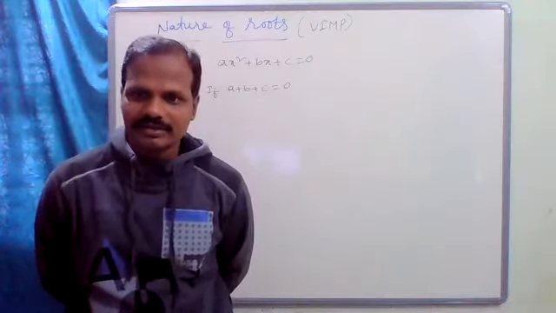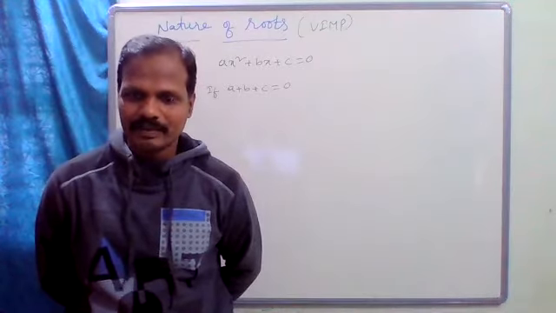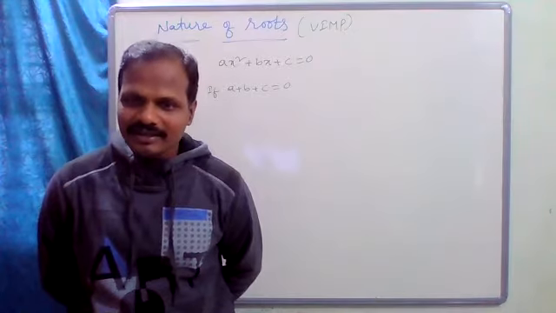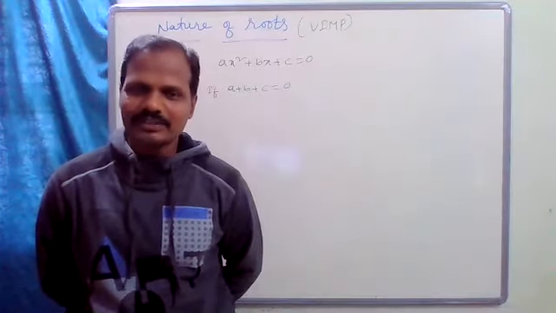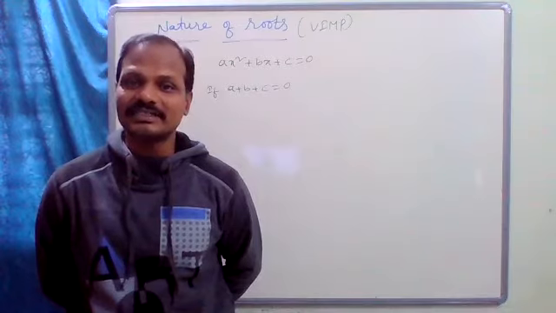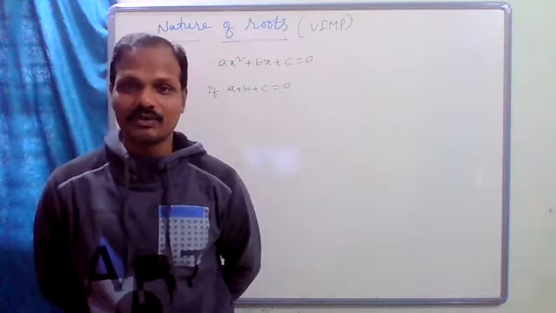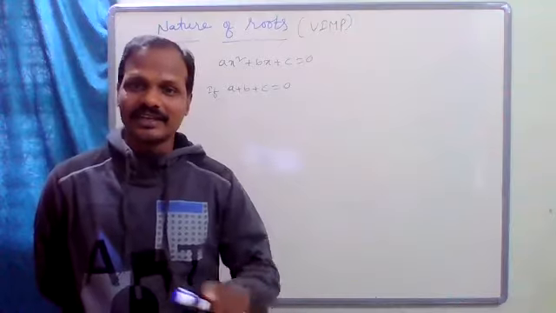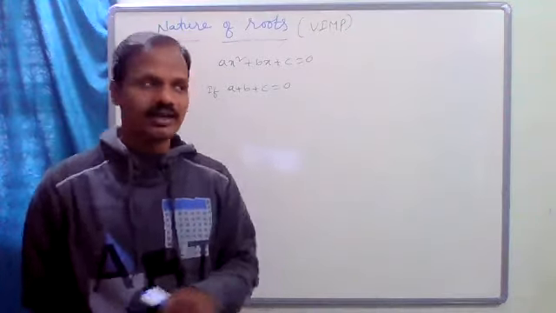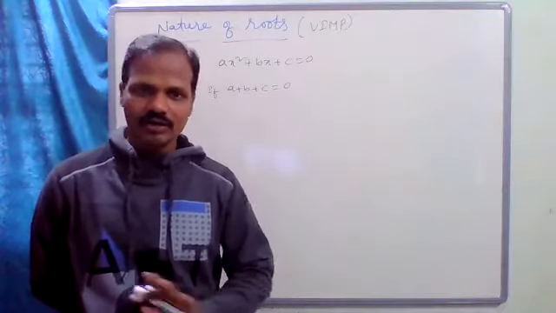Infinite roots. When will there be infinite roots? If it is an identity, meaning the identity is different from the sum of the coefficients. Identity means each coefficient is 0, that is a = 0, b = 0, c = 0. But a + b + c = 0 does not mean a = 0, b = 0, c = 0.